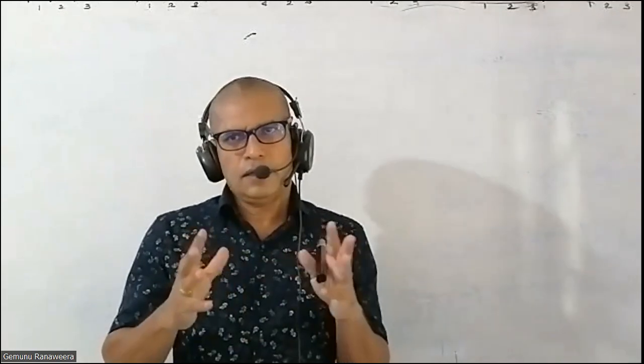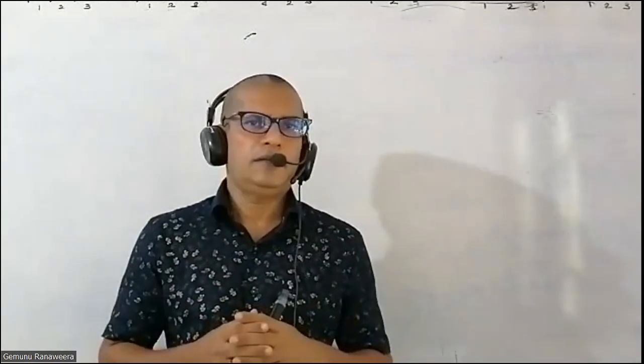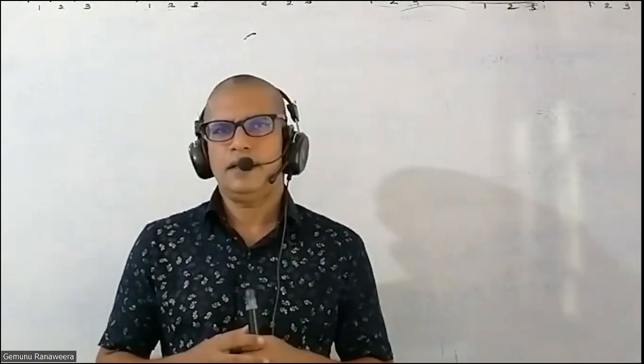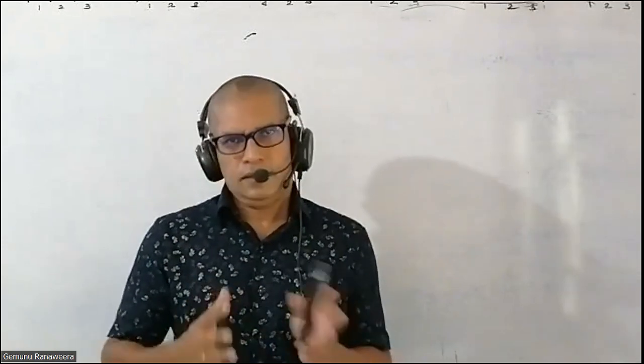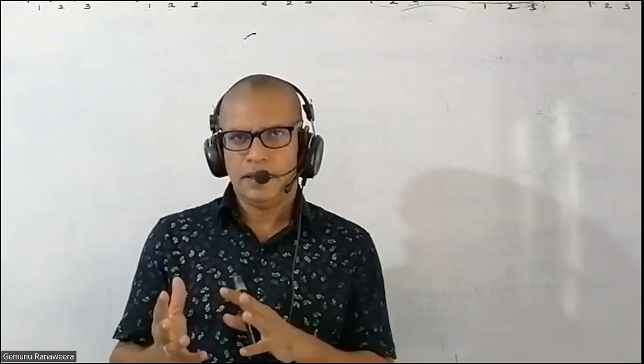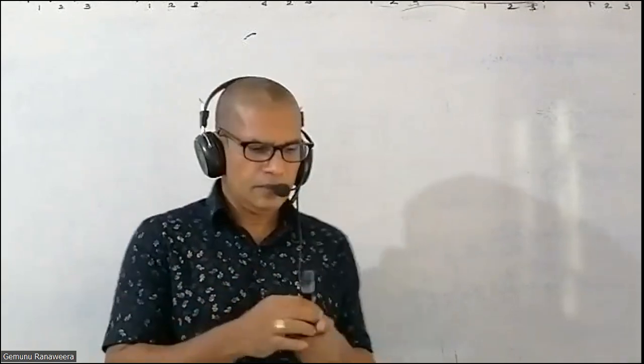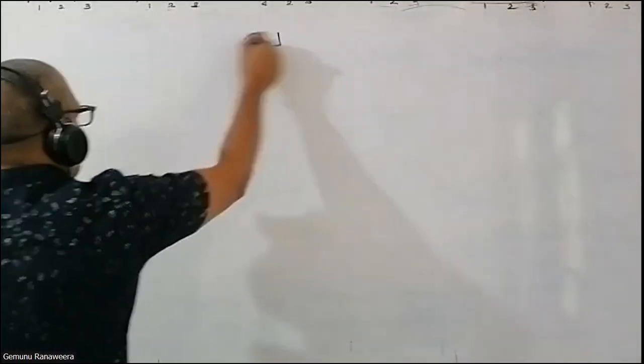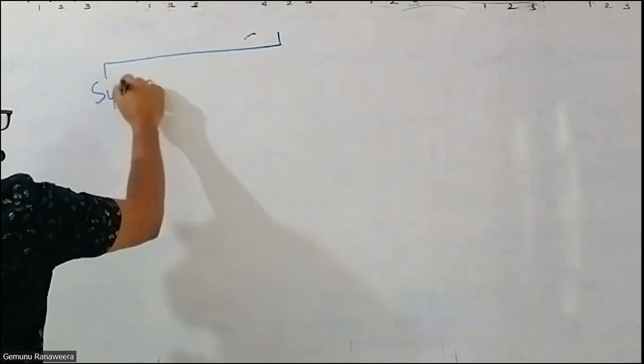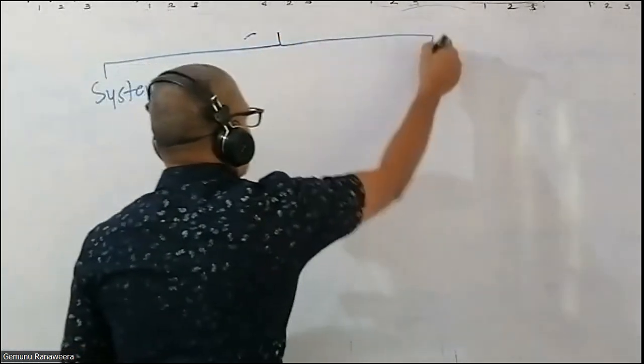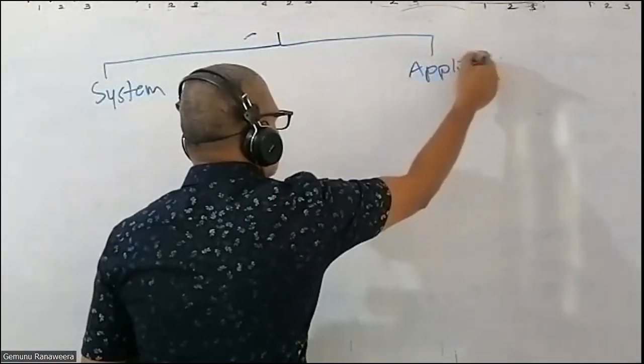So when we take all the software in the world, we can have a basic classification. What is it? The software can be divided as system software and application software. System and application software. So what do you mean by system software?